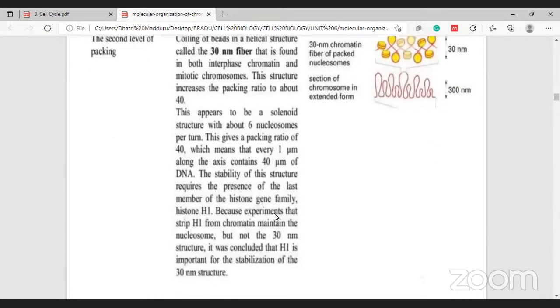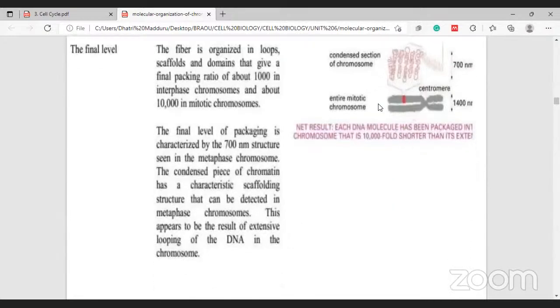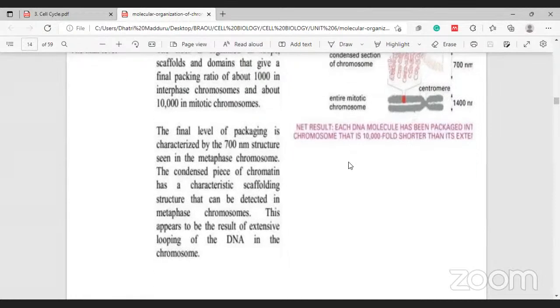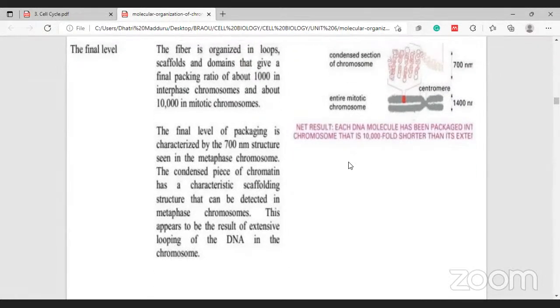In the second level, these nucleosomes are further condensed. They're tightly packed. You can see here the chromosomes are extended. Then in the final step, they form scaffolds, loops or domains, and they tightly pack these nucleosomes together, and now they will form a structure called chromosome.